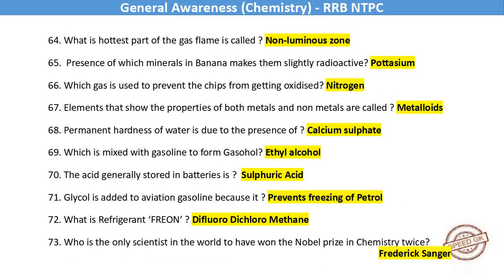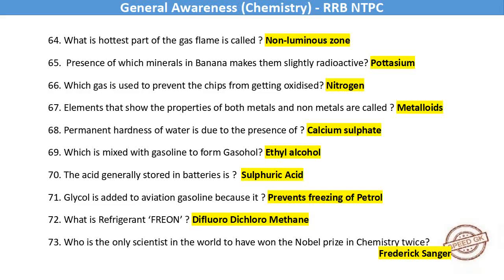The hottest part of the gas flame is called the non-luminous zone. Presence of which mineral in banana makes them slightly radioactive? Potassium. Which gas is used to prevent the chips from getting oxidized? Nitrogen. Elements that show the properties of both metals and non-metals are called metalloids.